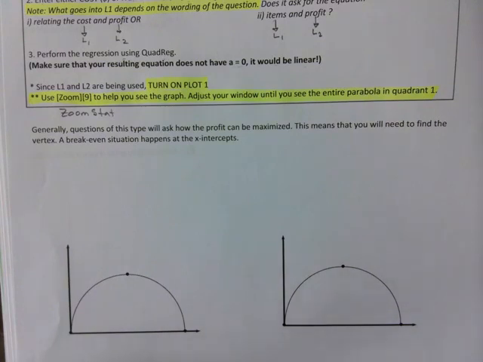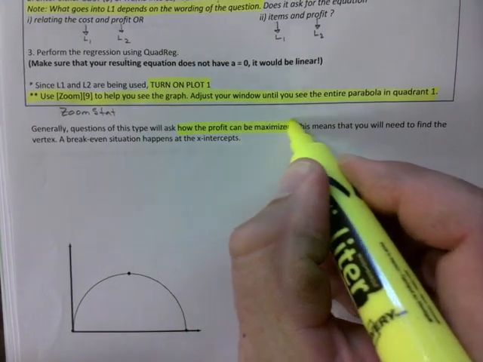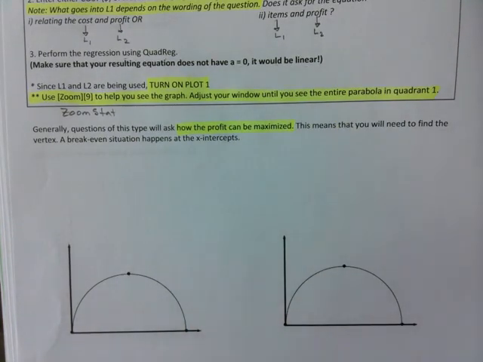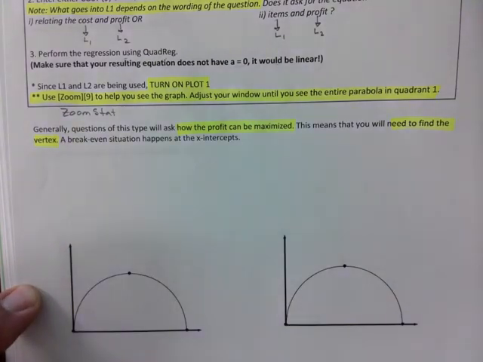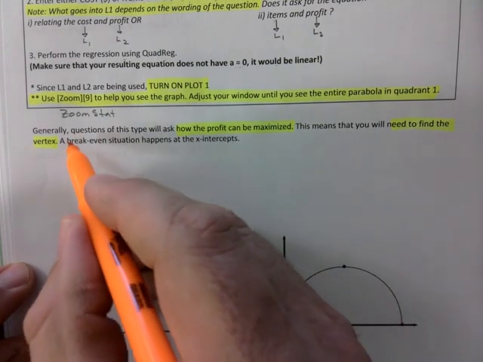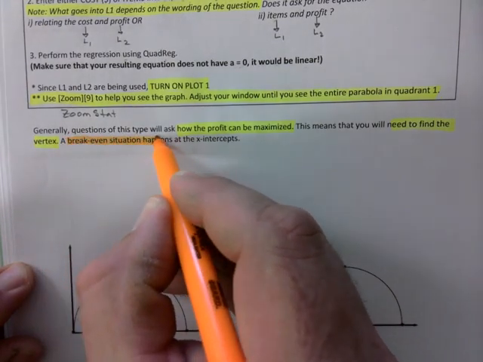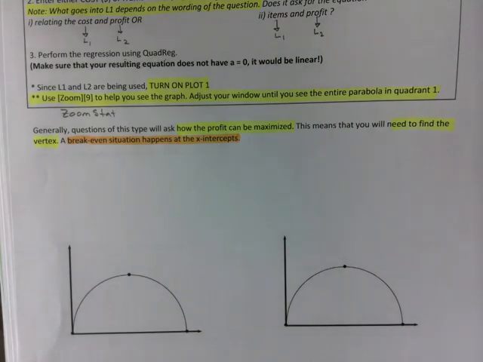Generally, questions of this type will ask you how the profit can be maximized. How can the profit be maximized? How can we make the most money? This means that you will need to find the vertex, right? You need to find the vertex. If it ever asks you a break-even situation, that happens at the x-intercepts. They happen at the x-intercepts. That's when you do not make any profit, right? You don't make money, you don't lose money. Break-even happens at the x-intercepts.